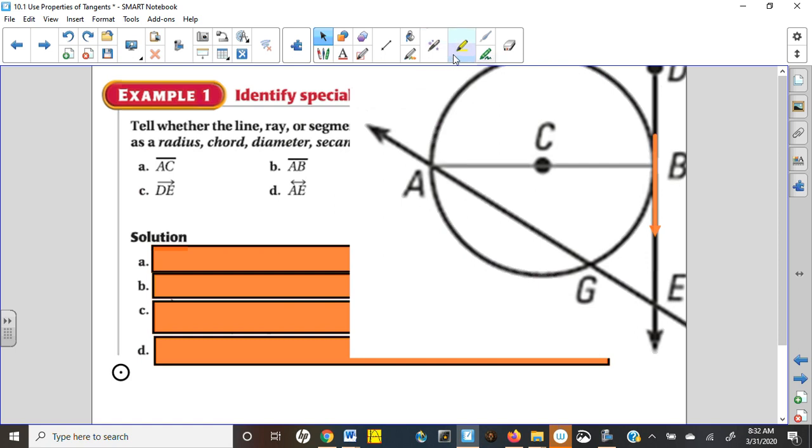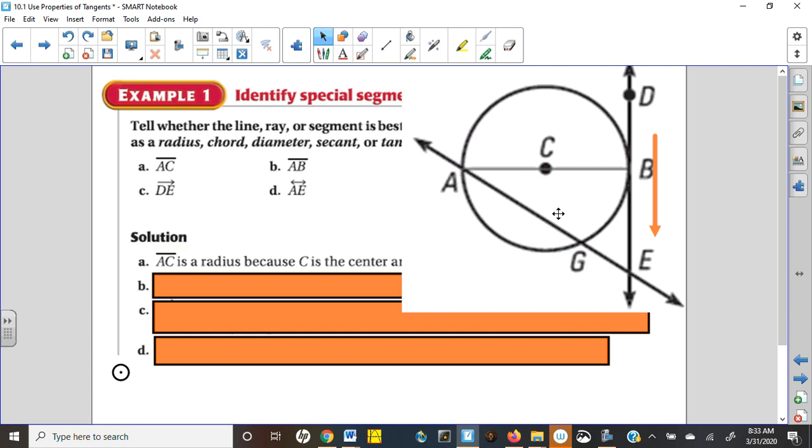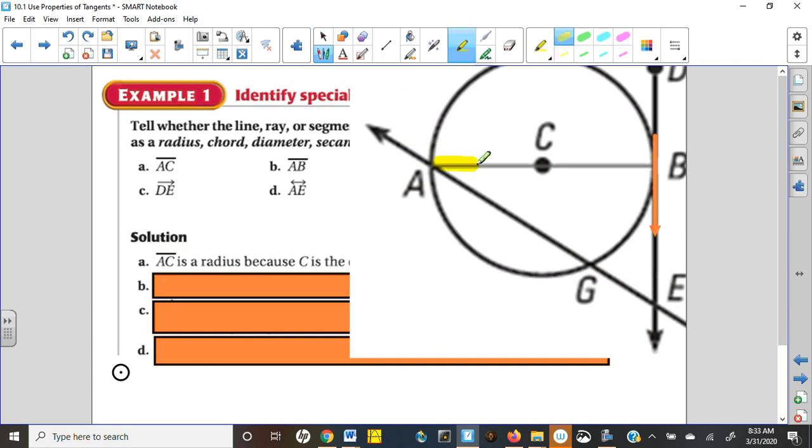What is AC? Segment AC, right? Well, it's a segment. One endpoint is the center, one endpoint is on the circle. And so if you said, well, by definition that would have to be a radius, you win the game. What about segment AB? So this time, we're actually going all the way across. Well, this time the endpoints are points on the circle. So if you said, oh, well, that would be chord by definition, you would be primarily correct.